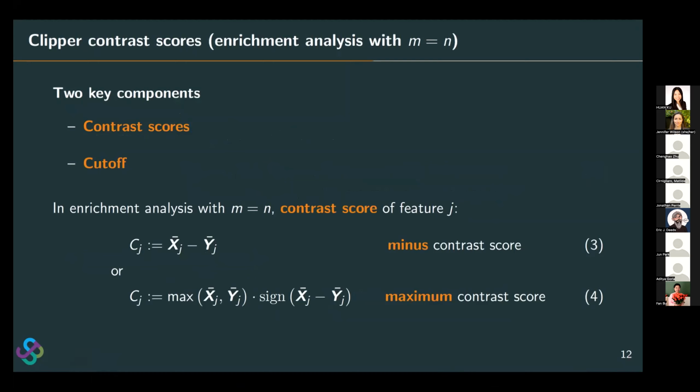Generally, Clipper has two steps. It first constructs a contrast score, which is a summary statistic that summarizes the contrast between the two conditions, and then sets up a cutoff on those contrast scores. In the following part, I will only introduce a very simple case of enrichment analysis with an equal number of replicates from the two conditions.